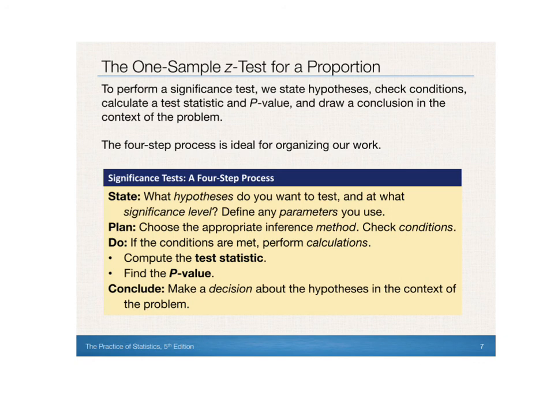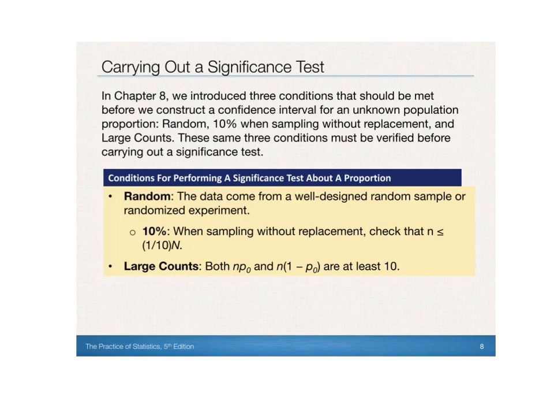You'll figure out what conditions you need to check based on the type of inference. This is the general steps for all types of significance tests, not just parameters. So you'll figure out which conditions you need to check based on the situation. You will actually find the p-value either by hand or using your calculator, and then you'll make a conclusion based off of that p-value.